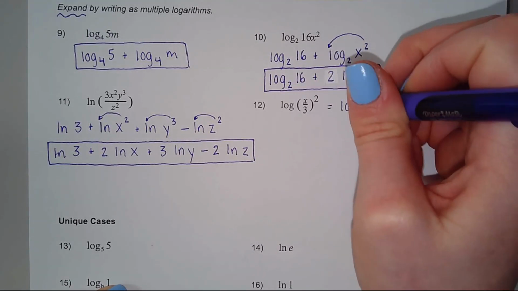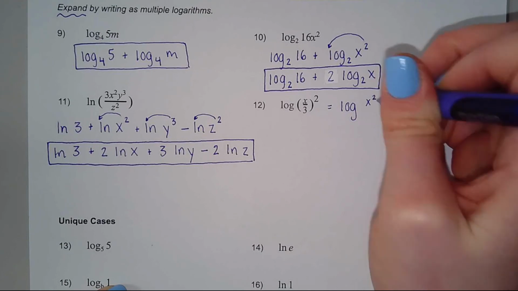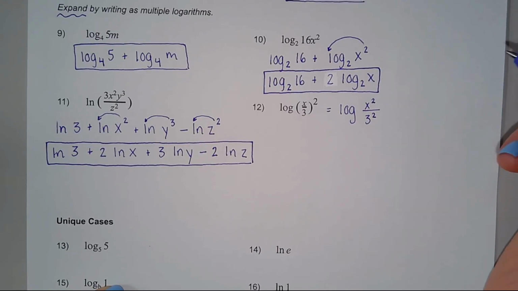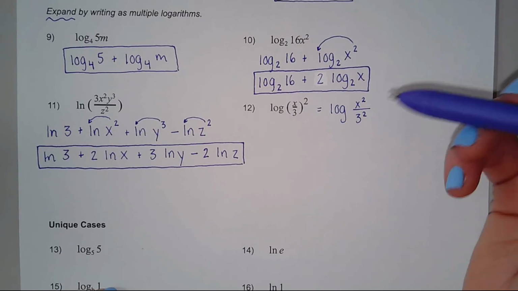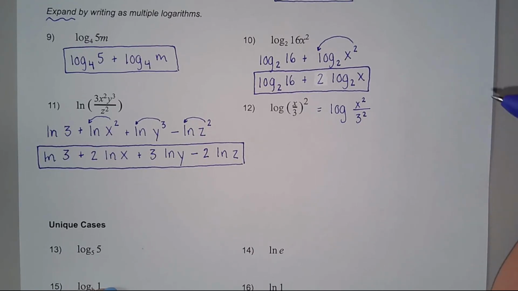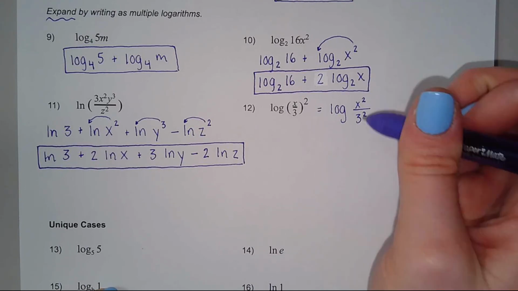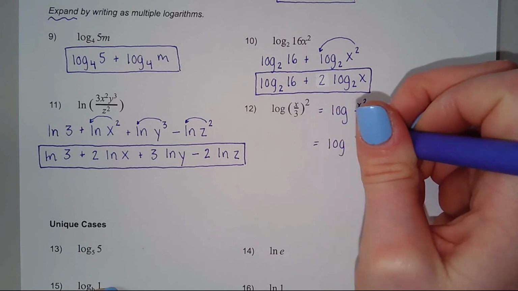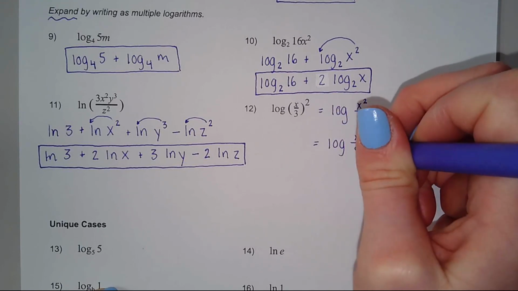So I could actually think of this as the log of x squared over the log of 3 squared. And I do want to be careful of that. So that can be a little bit different than maybe some of the exponents in the other one. And this 3 squared, I'm going to go ahead and actually simplify to 9. So I'm going to think of this as the log of x squared over 9.